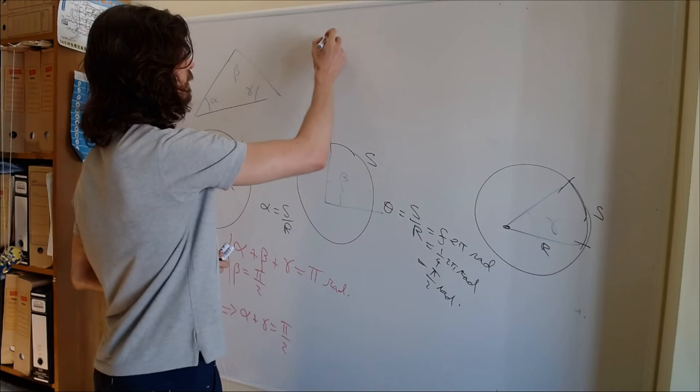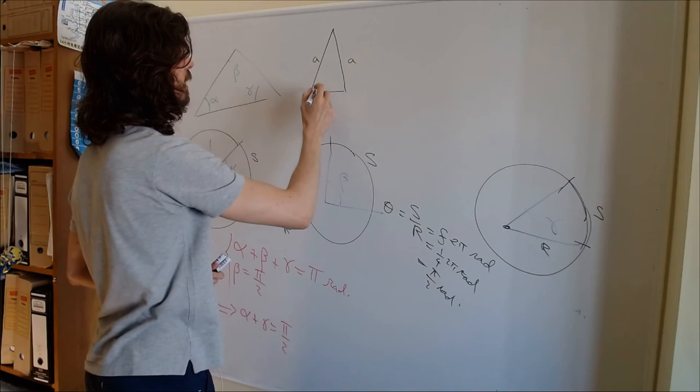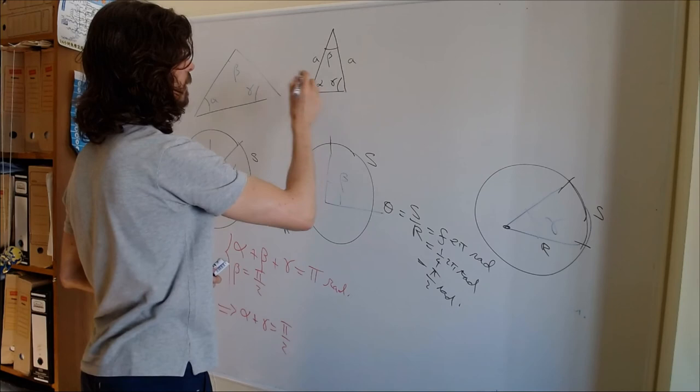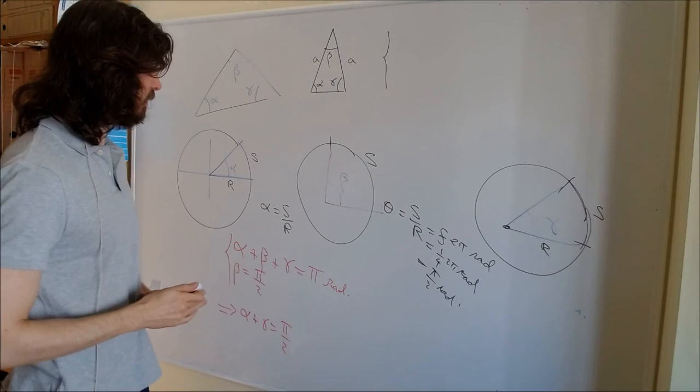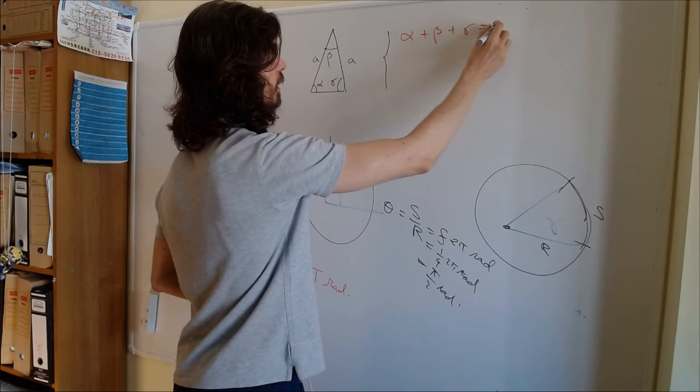Example where two sides, A and A, are the same. So you have alpha, beta, and gamma. In this scenario, what can we say just from the picture? Well, this is always the same. You have to keep this. It's a fact. Alpha plus beta plus gamma is equal to pi radians.